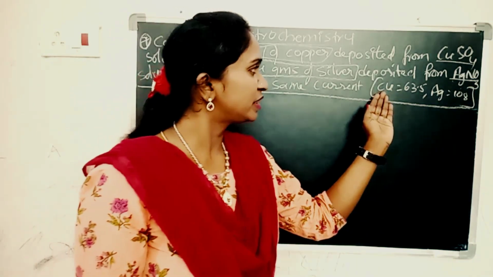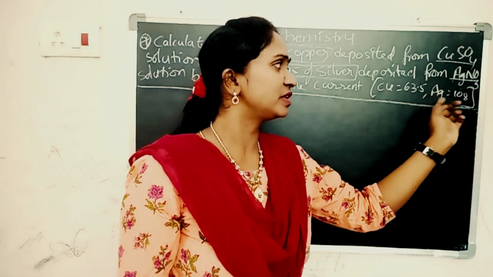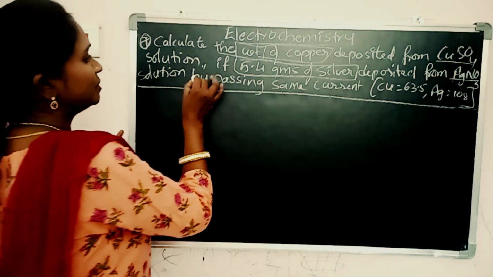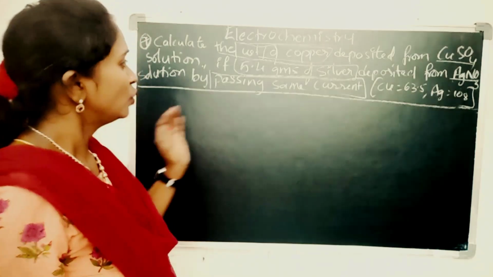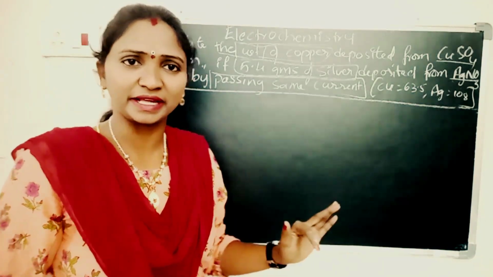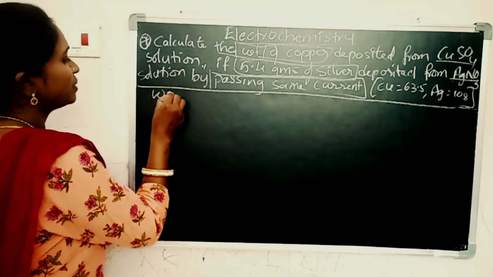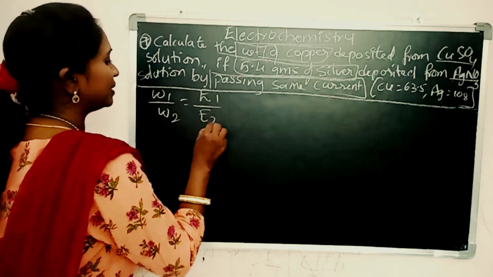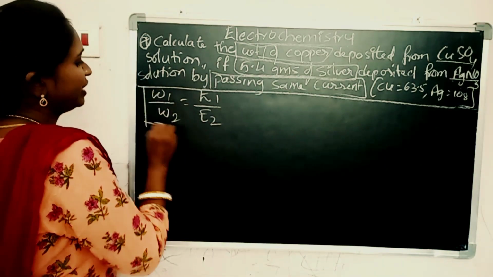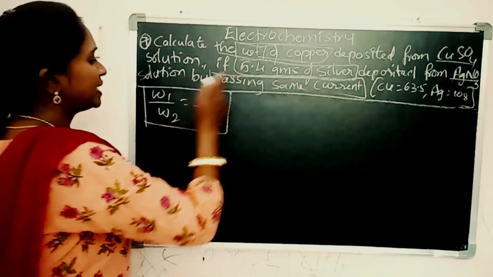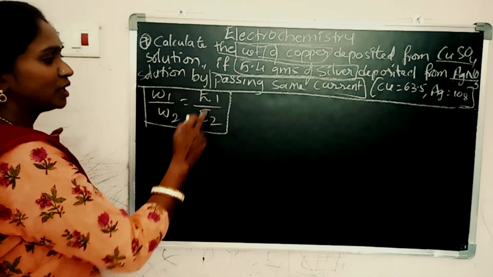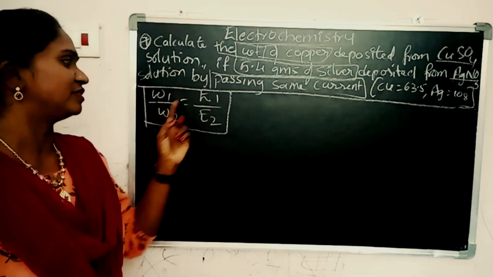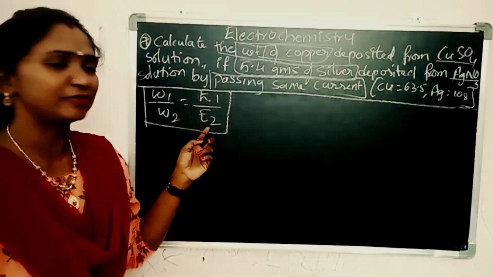And the atomic weight of copper is 63.5, silver is 108. Okay, and we know here that by passing the same current we can use the second law of Faraday. So the formula is W1 by W2 equal to capital E1 by capital E2. This is the weight of the substances of the 2 electrolytes, and E1 and E2 are their equivalent weights: weight of copper, weight of silver, equivalent weight of copper and equivalent weight of silver.